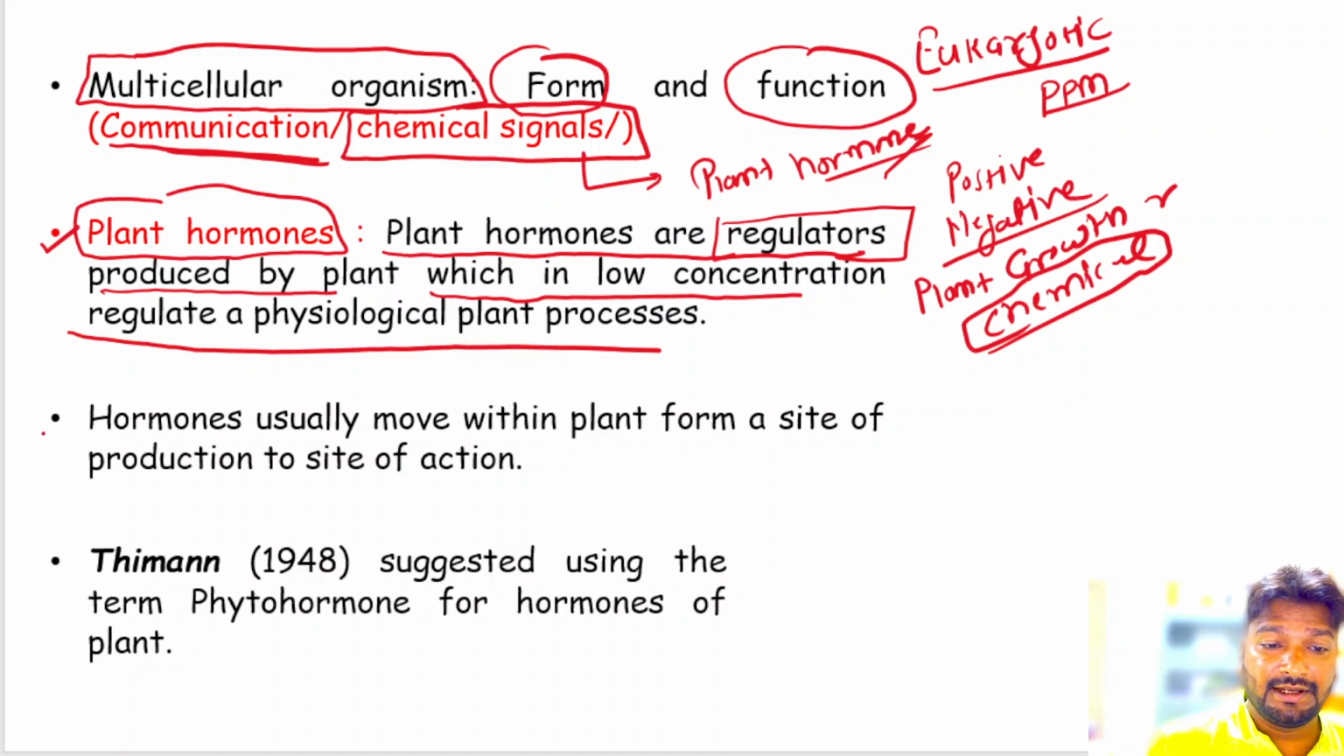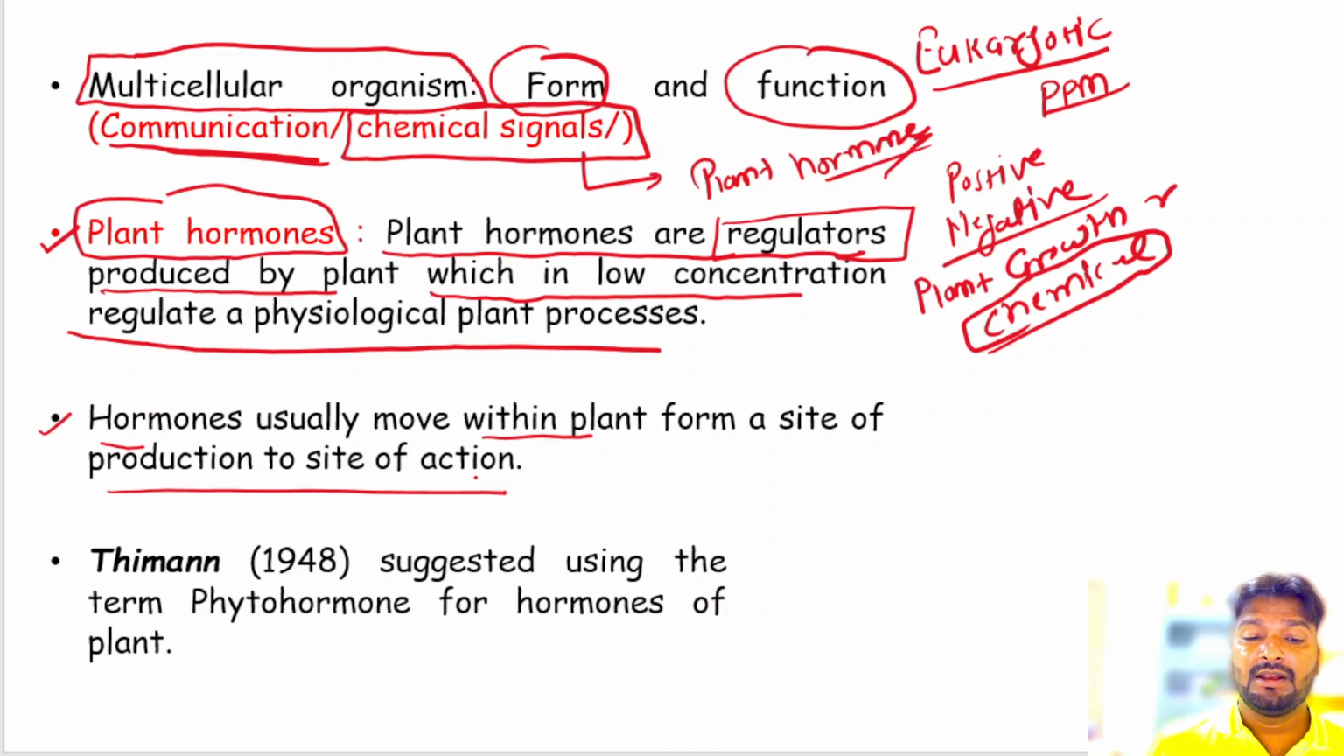Now the next point is that hormones usually move within the plant from the site of production, meaning where the hormone is being made, to the site of action, meaning where its action or effect is to be seen. So this is the movement of the hormone.